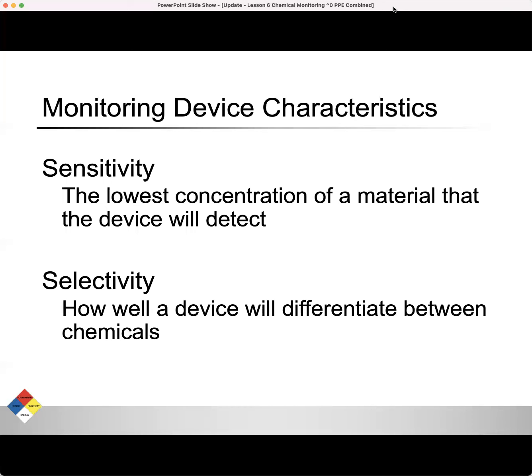Selectivity. That's how well a device will differentiate between chemicals. Sometimes we find ourselves in an atmosphere or a situation where we have multiple chemicals present. How well can the monitor differentiate between the different chemicals? That's its selectivity. Something with high selectivity is going to be able to differentiate. Something with low selectivity is not.